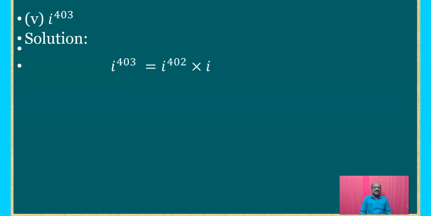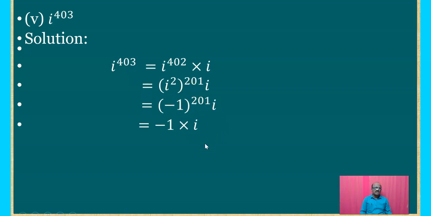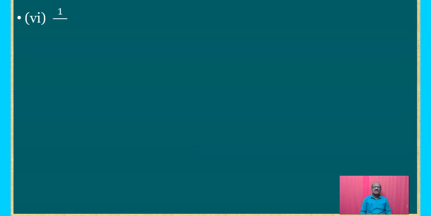Next is i^403. i^403 is equal to i^402 into i, which is (i²)^201 into i. i² is -1, so (-1)^201 into i, which is -1 into i, and that is -i.